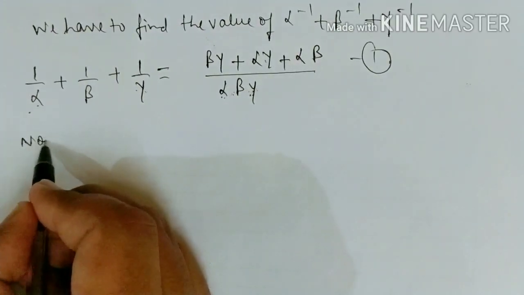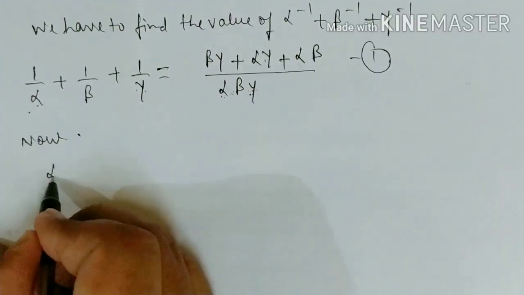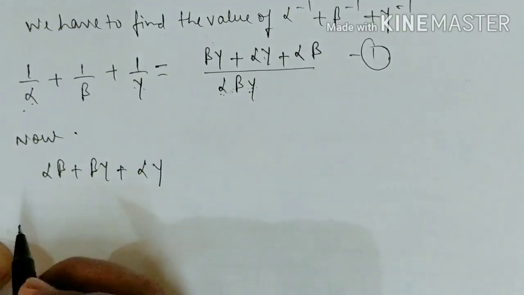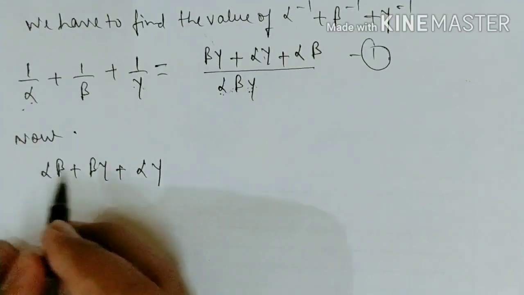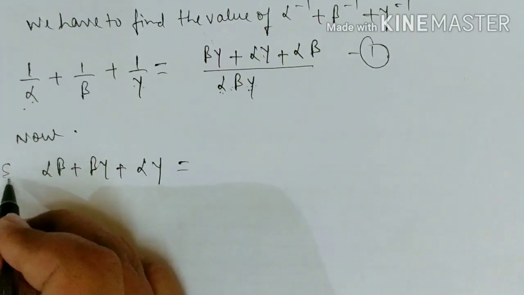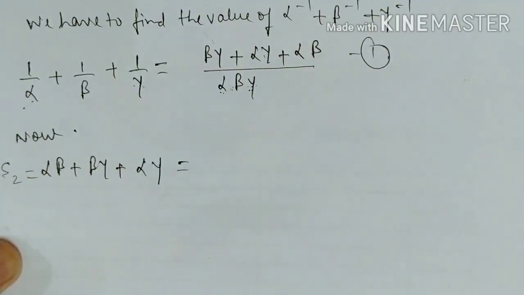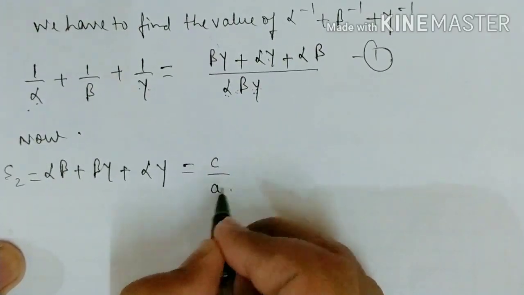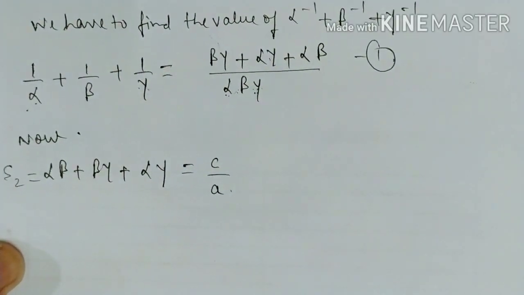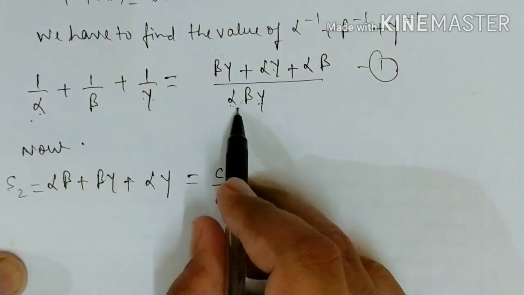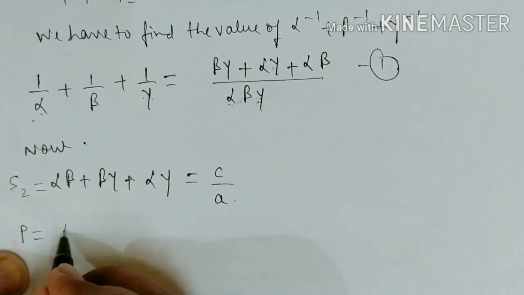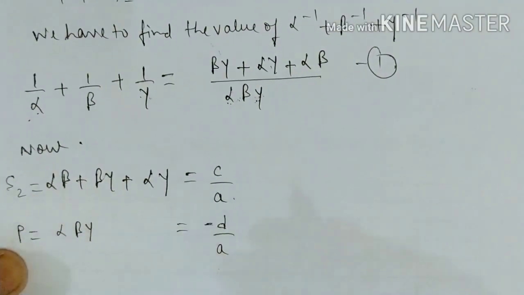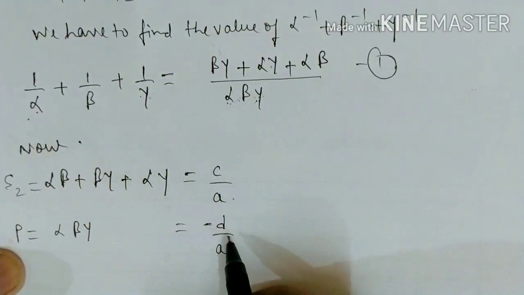So now, alpha beta plus beta gamma plus gamma alpha. If you see, this is our S2 and it is given by C by A. One more thing we have to find: the product, that is P, alpha into beta into gamma, which is given by minus D by A. Now what is C, what is A and D?